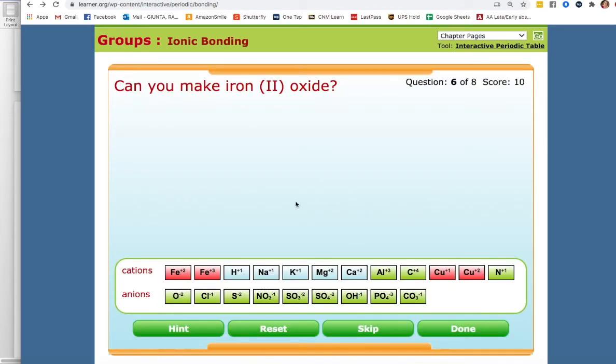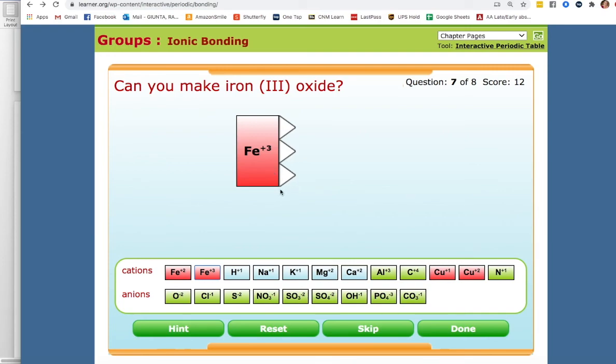The other good thing to practice here is to remember that the 2 in Roman numerals means that it's a +2 charge. So iron(II) is iron with a 2+ charge. It doesn't necessarily mean you're going to have 2 irons. And then oxide is the -2, so in this case, 1 of each. So FeO in that case.